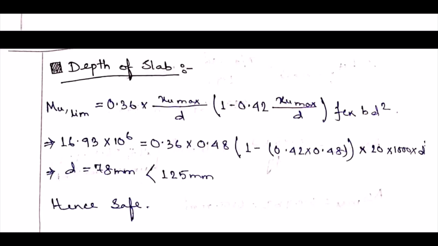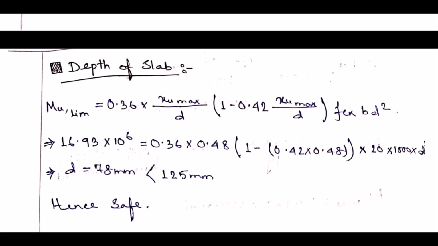which we can get from Annex G of IS 456-2000. So Mu limit is equal to 0.36 into xu max by d into within bracket 1 minus 0.42 xu max by d bracket close into fck into b into d square. This is the formula which was written in IS 456-2000 Annex G.